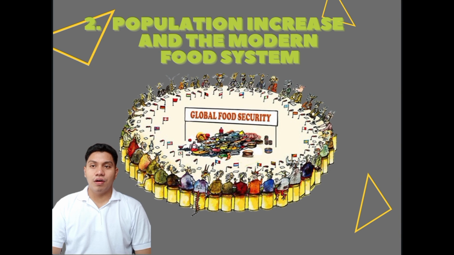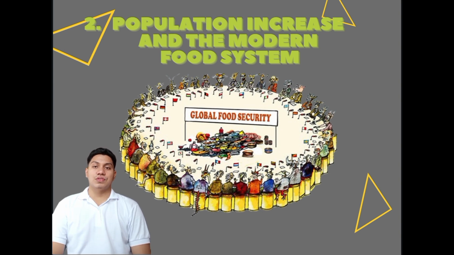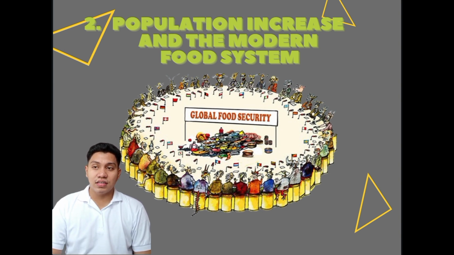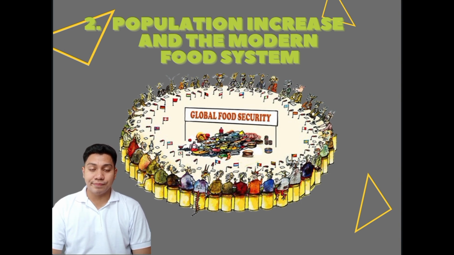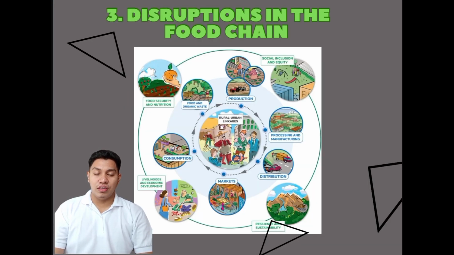Population increase and modern food system. By 2050, estimates predict that the total number of people living on Earth will reach nearly 10 billion. More people on the planet means more mouths to feed, and this can put strain on resources as the modern agricultural system is already struggling to meet global needs. Disruptions in the food chain.